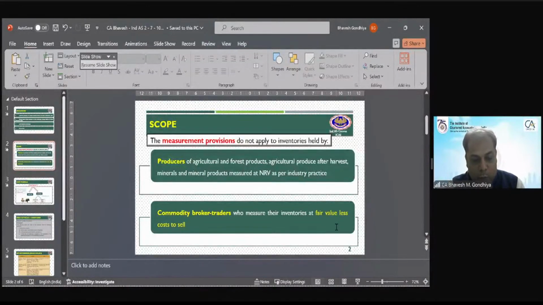So coming towards your point, the treatment of those stock held in trade would be done at fair value less cost to sell, and the cost or market value concept that we have for normal inventory would not apply to the commodity broker or traders. Over to you, ma'am.